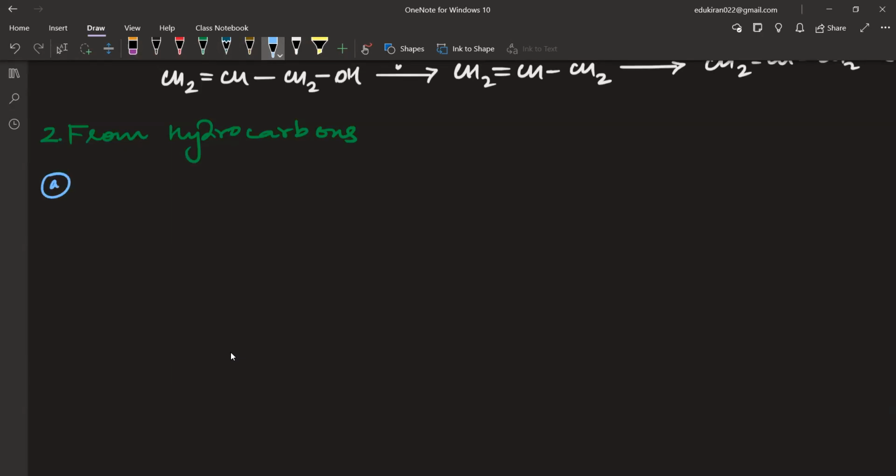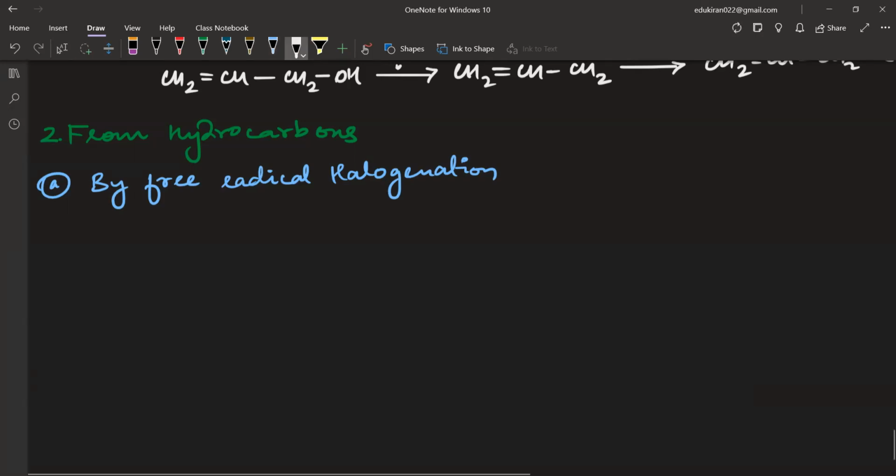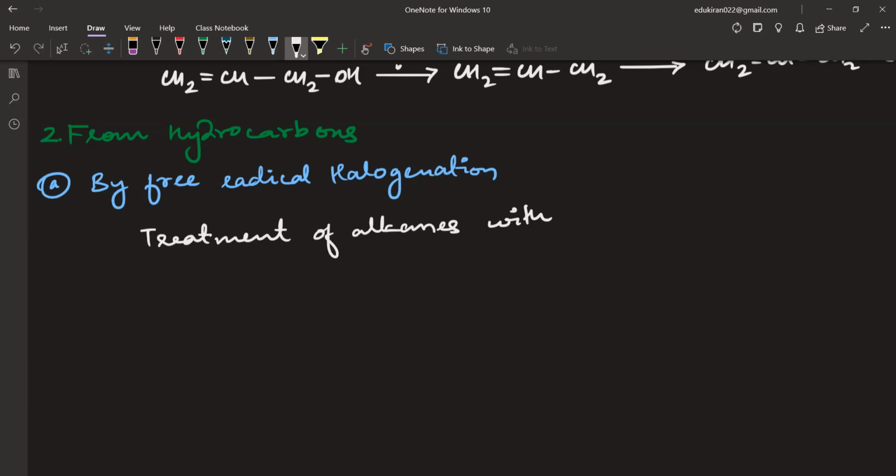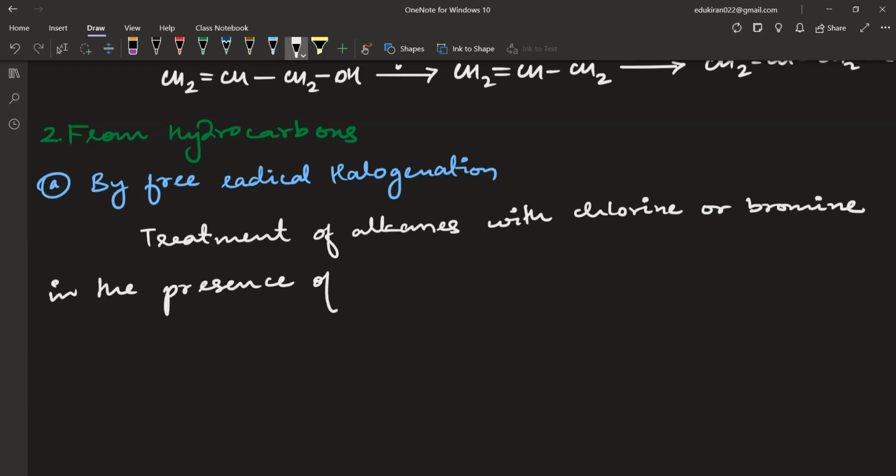So from hydrocarbon, write A: by free radical halogenation. Treatment of alkenes with chlorine or bromine in the presence of light.